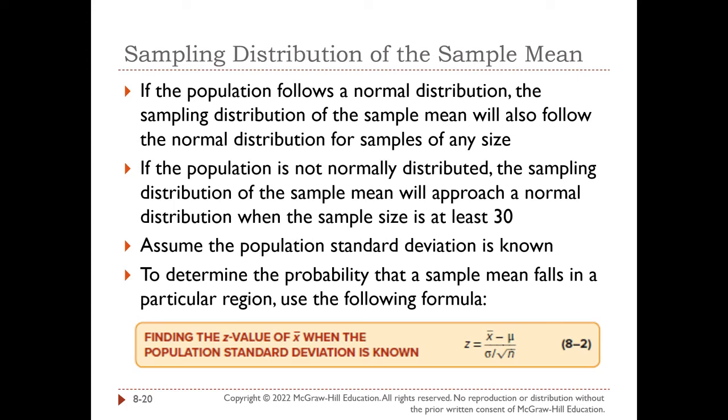Determine the probability that the sample mean falls in a particular region. Use the following formula: our z-value equals x bar minus mu, divided by sigma divided by the square root of n, our sample size.